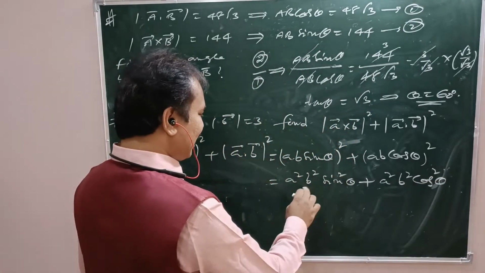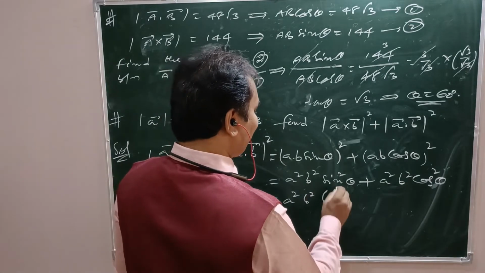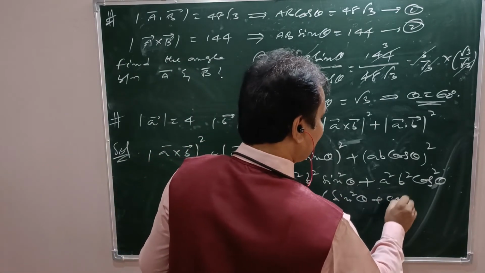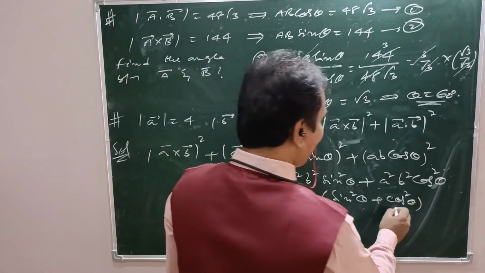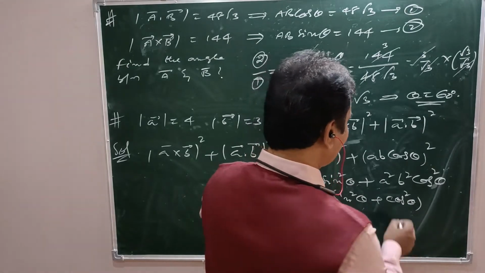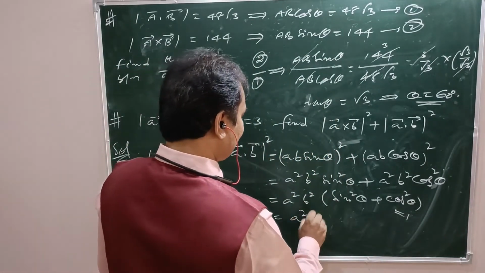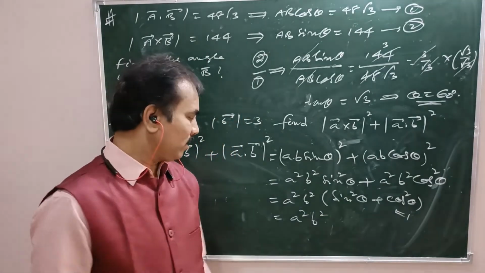That is, a square b square is kept common: a square b square of sin square theta plus cos square theta. Sin square theta plus cos square theta equal to 1. We are left with a square b square into 1.